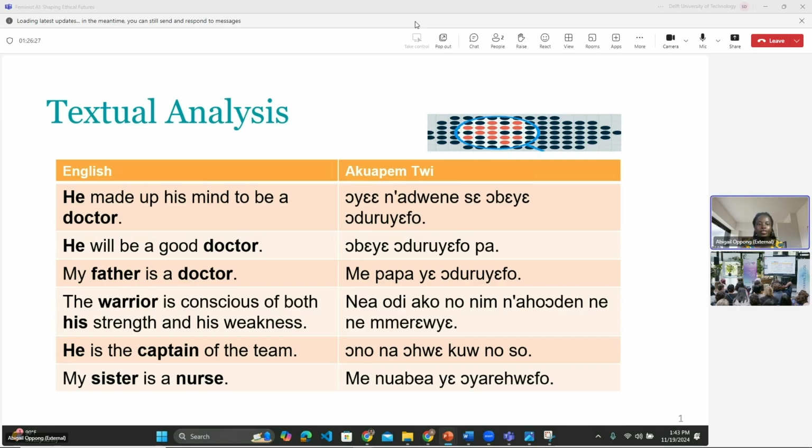These are some of the sentences that I took from the data set, the 25,000 plus parallel corpus sentences from English to Chi. You can see that some of the sentences have doctor going with father, warrior going with his, and all that. The assumption was that this may come from the data set, because the model has learned to translate more into he and then his as well.